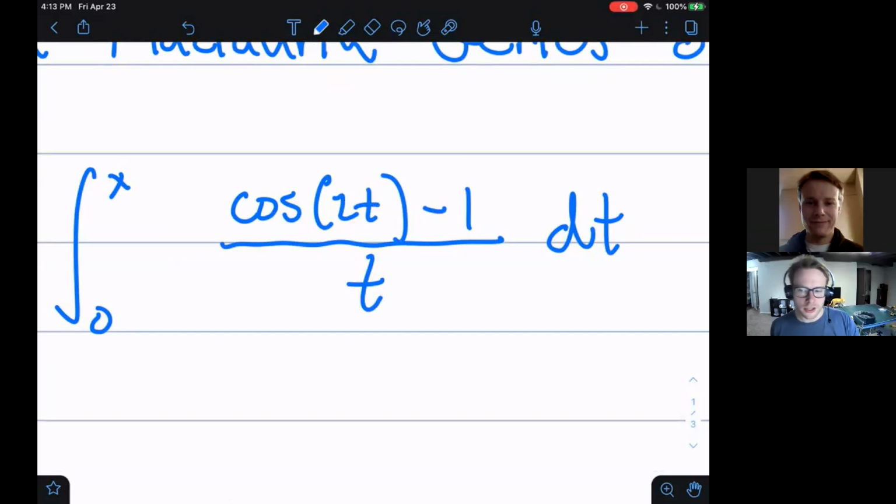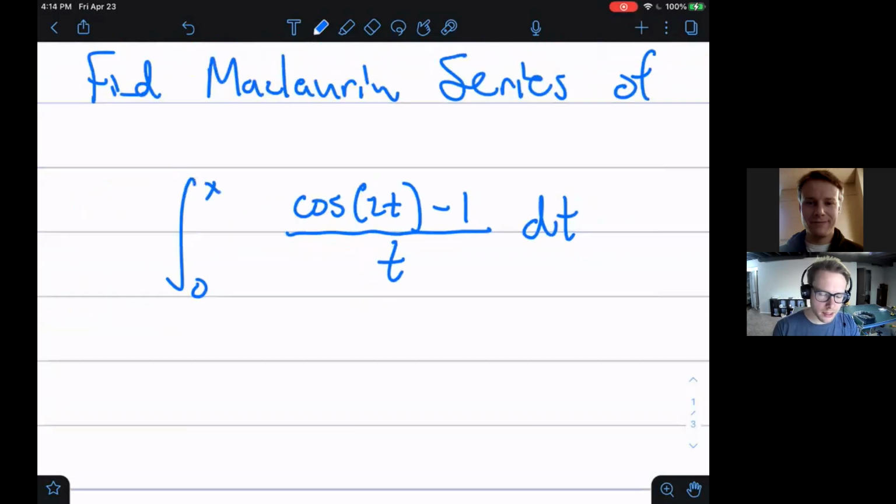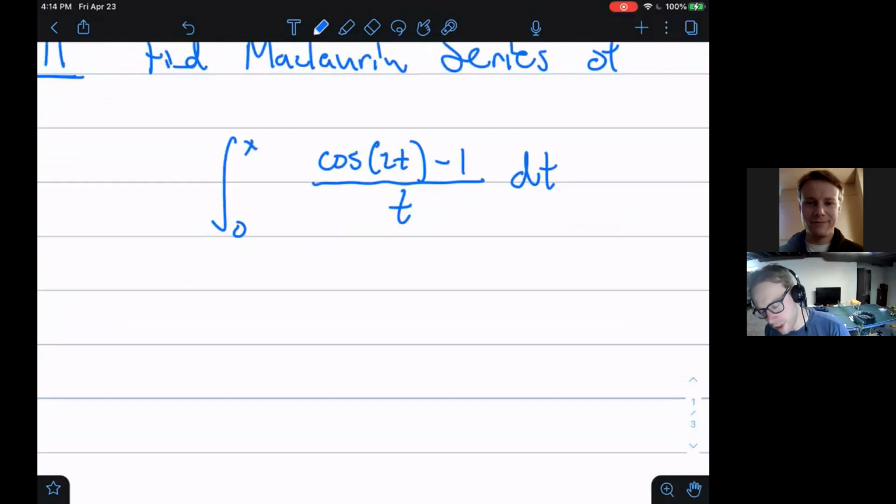All right, good. So why don't we go ahead and first, well, we're going to integrate here. And of course, we know how to do that with infinite polynomials. But maybe first off, we need to go ahead and look at this integrand a little bit, right? Cosine of 2t minus 1, all divided by t.